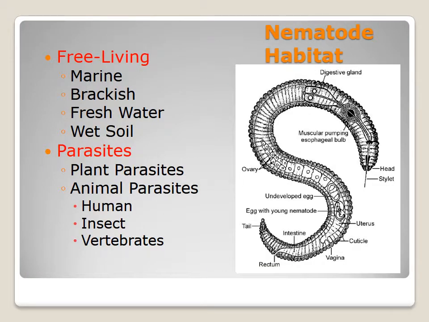Nematodes have adapted to be able to live in just about every kind of habitat. Some species live in the water, they're marine nematodes. They can live in brackish water, fresh water, even salt water. Many different species live in wet soil. Some of them are parasites. They can be either plant parasites or animal parasites. Many of them are very common human parasites. They're parasites of our pets and livestock. Some of them are parasites of insects, which can make them a valuable control if you're trying to control one of these insects that they feed upon. And others are parasites of other various vertebrates.